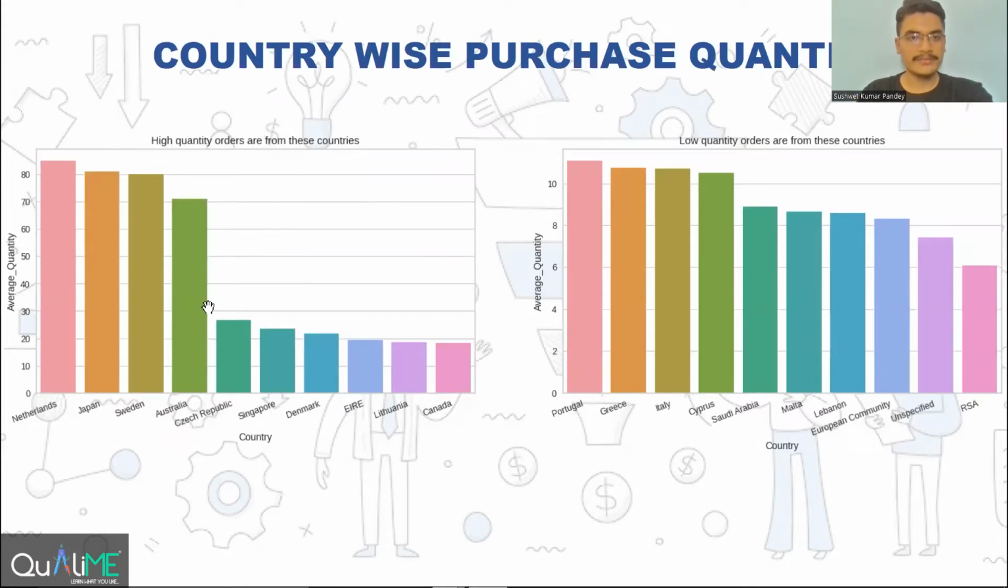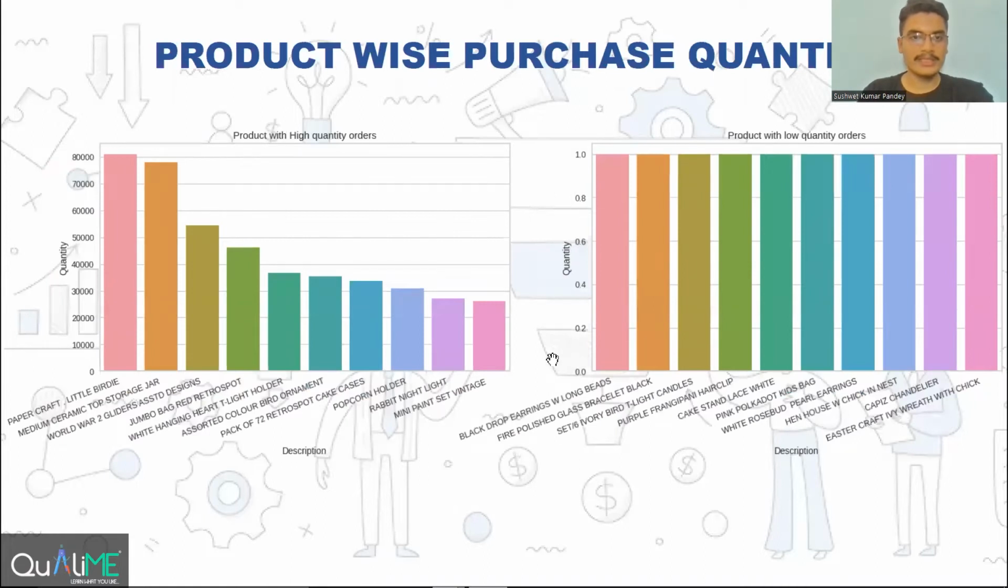These are the countries where the high quantity orders are placed. And these are the countries where less or least quantity orders are placed. These are the products which are ordered with high quantity. These are the products which are purchased in very less quantity.